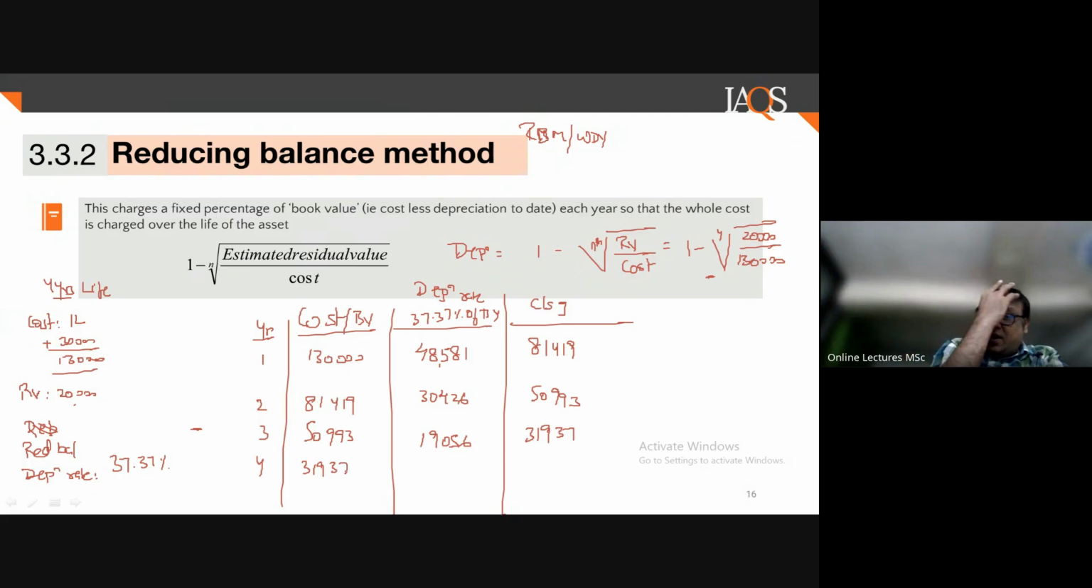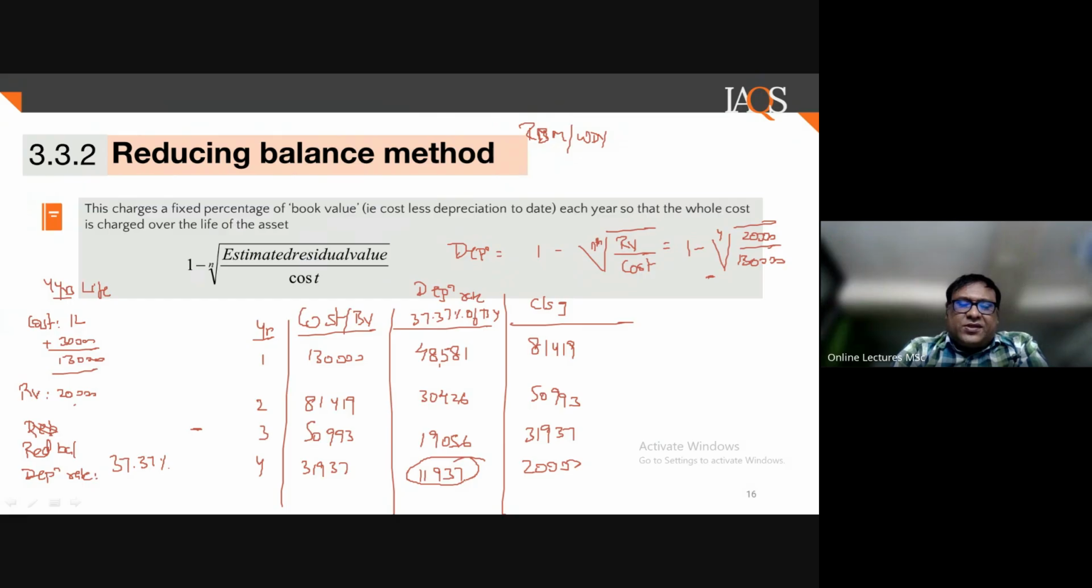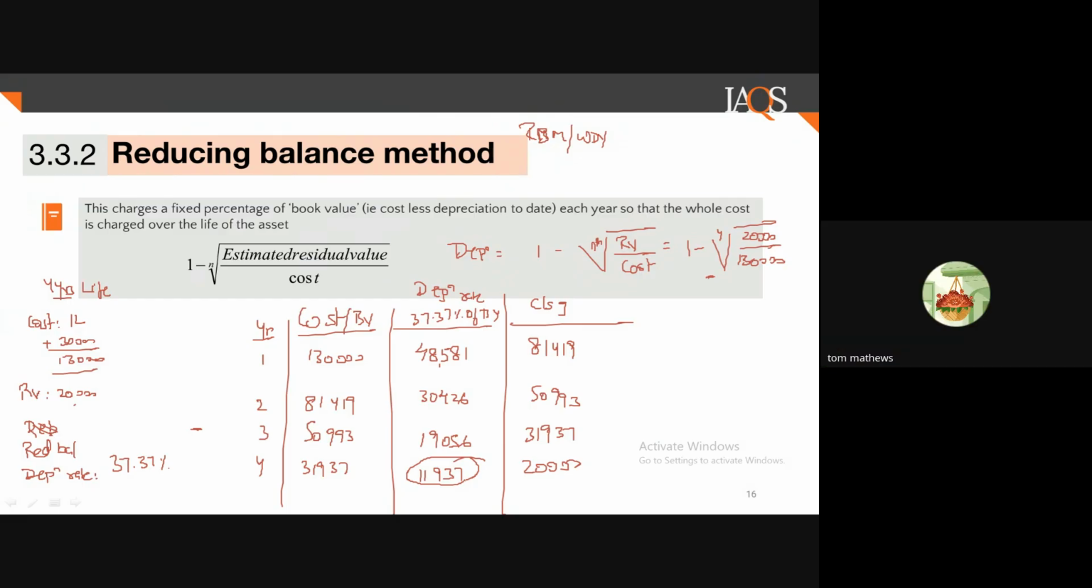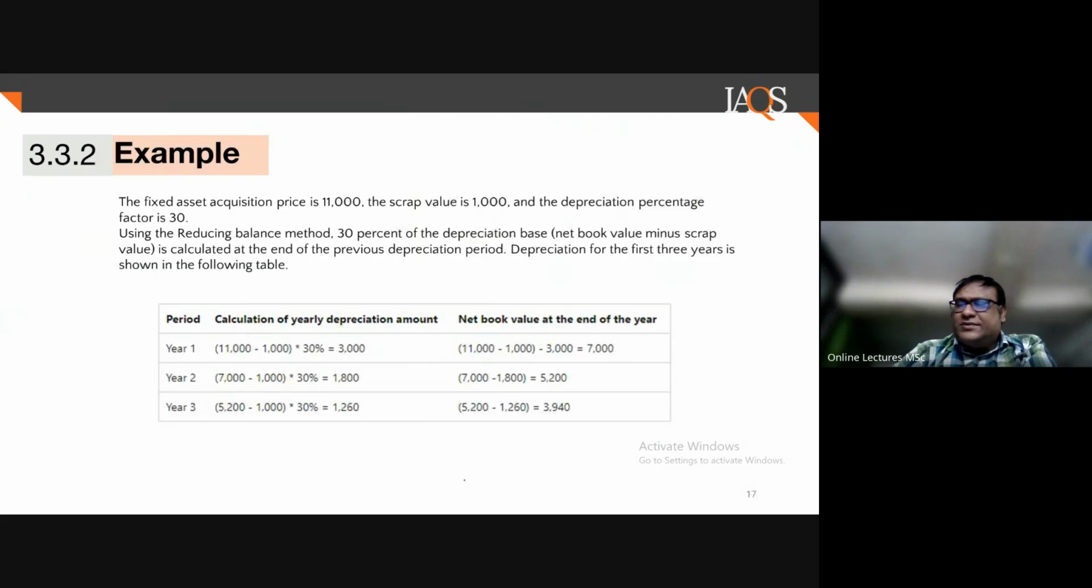Now, Tom, because we know at the end we have 20,000 here, we'll take the difference, 11,937. We are adjusting it. Roughly, it's going to be approximately the same number. Any questions, sir? We'll wind this up. Just check out this example. If you have any questions, please ask.